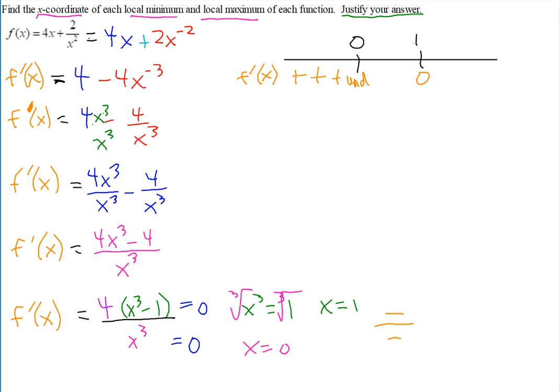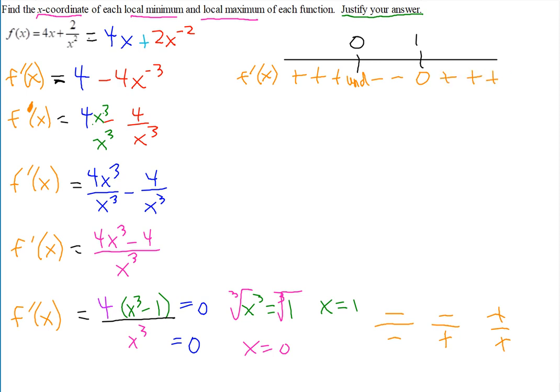Here we could test 1/2. 1/2 cubed is 1/8 minus 1. That's a negative. 1/2 cubed on the denominator is positive. Negative divided by positive is negative. And here we could test 2. 2 cubed is 8 minus 1. That's positive. 2 cubed is positive. Positive divided by positive is positive.